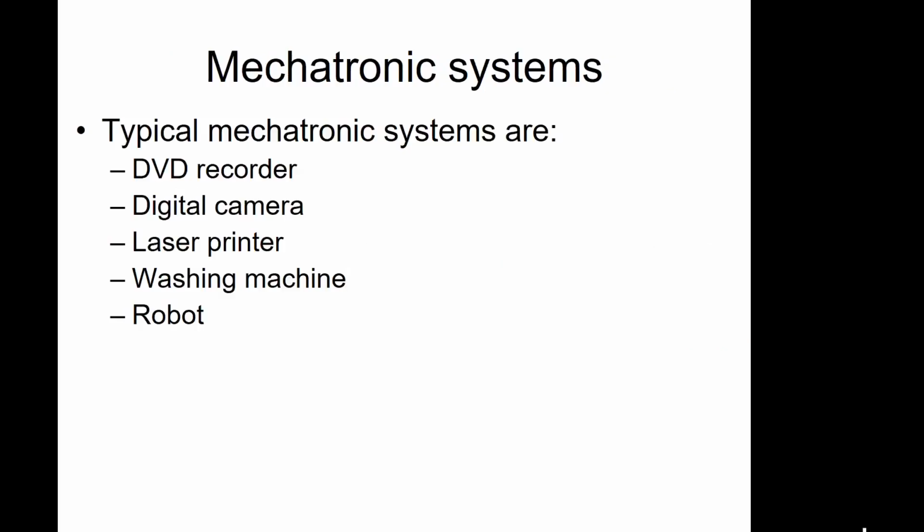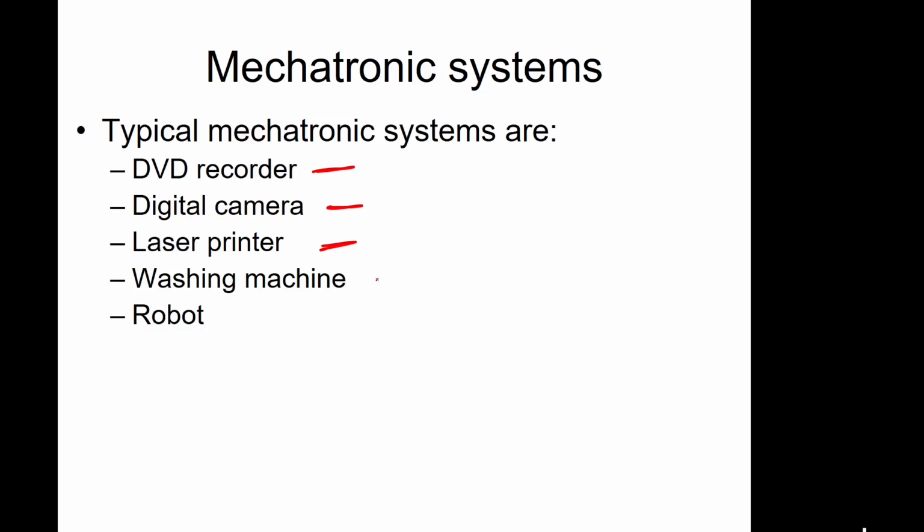There's a range of mechatronic systems we can use as a demo system for the module. Most systems or most appliances in your house are essentially mechatronic systems. If you think about all these, for example, a DVD recorder, digital camera, laser printer, they all have some mechanical aspects to them. They all have some electrical aspects, and then they've all got some kind of intelligence, so there's some controller in there controlling all the operations. So all these are mechatronic systems.